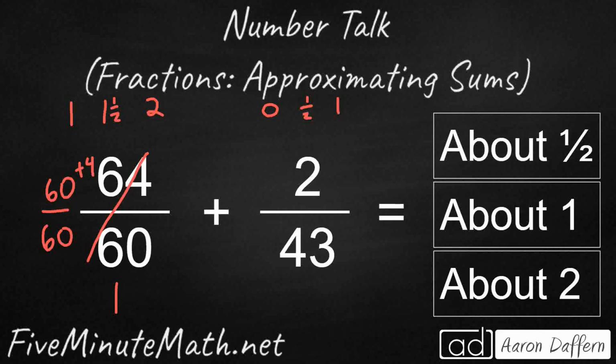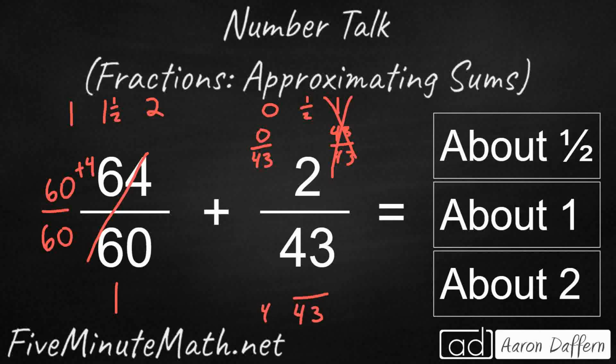Let's switch over to this 2 over 43. So what would 0 over 43 be? Well, 0 wholes would be that 0 over 43. What would 1 whole be? Well, that's going to be 43 over 43. Well, 2 is definitely closer to the 0 than it is to the 43, so it's not that. So what would half of 43 be? Well, that's a little bit tricky.